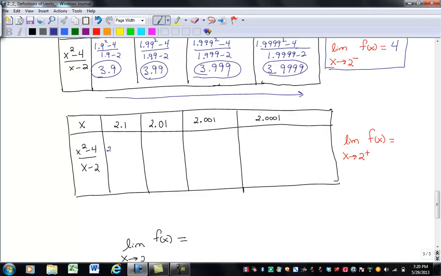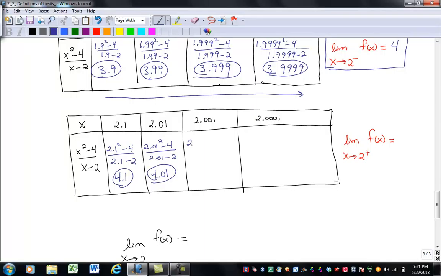So first I plug in 2.1, so I get 2.1 squared minus 4 over 2.1 minus 2. We type that into the calculator, and we get 4.1. We'll do the same thing with 2.01. That's a little bit closer to 2 from the right-hand side. So 2.01 squared minus 4 over 2.01 minus 2, and you get 4.01.